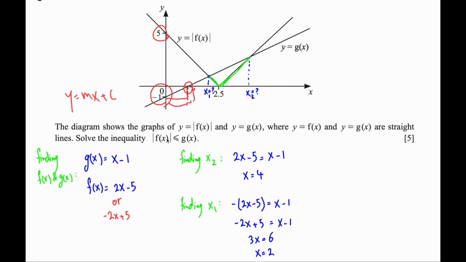Or, as I said earlier, you can think of f of x to be a line with negative slope. You should get the same thing in the end.